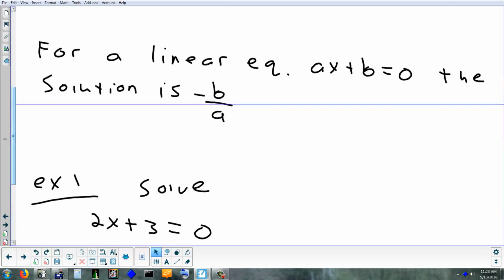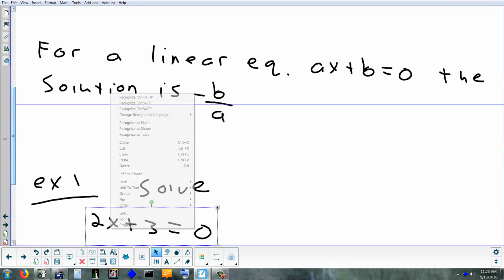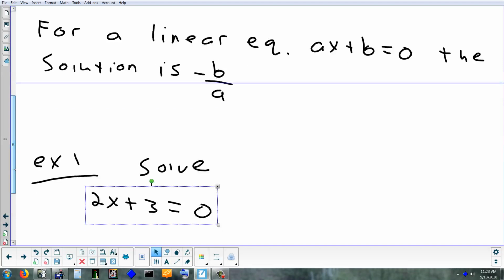Alright, let's check it. If you plug in 3 for x, what's 2 times 3? Oh, 6. 6 plus 3 is 9. No, that didn't give us 0. So do you want to plug in something that will make the 2x plus 3 0? Yeah, I have to find something to plug in for x that makes this equation true?